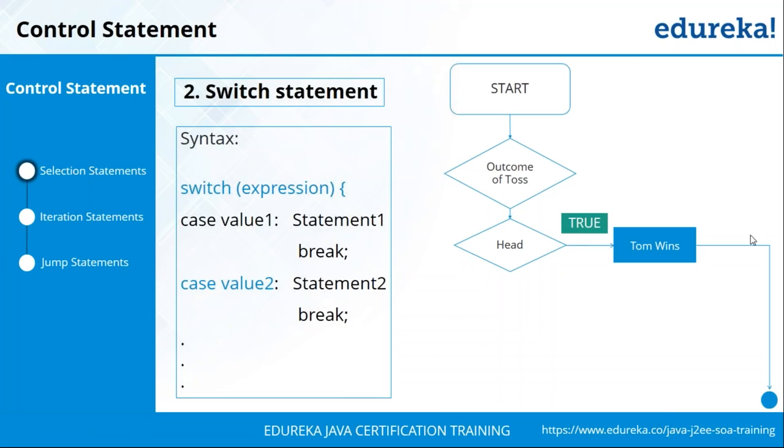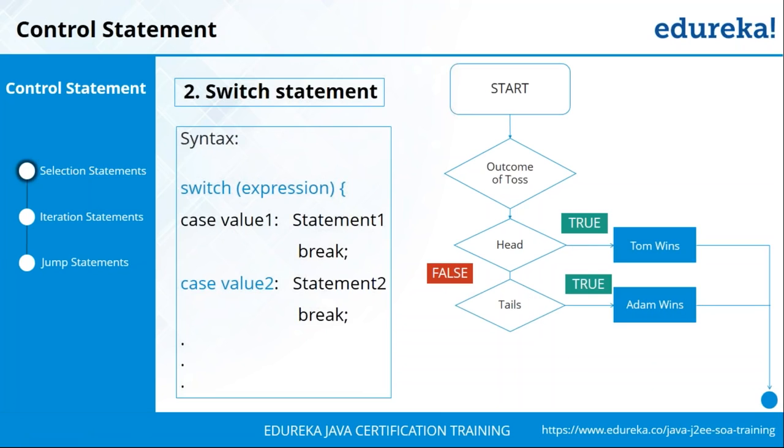So if it's heads, then Tom wins and then it's the end of the game. But if it is false and it's true, then Adam wins and the game ends. But let's say you've taken a wrong input from the user. Then you're going to go to the default statement and then print invalid input.